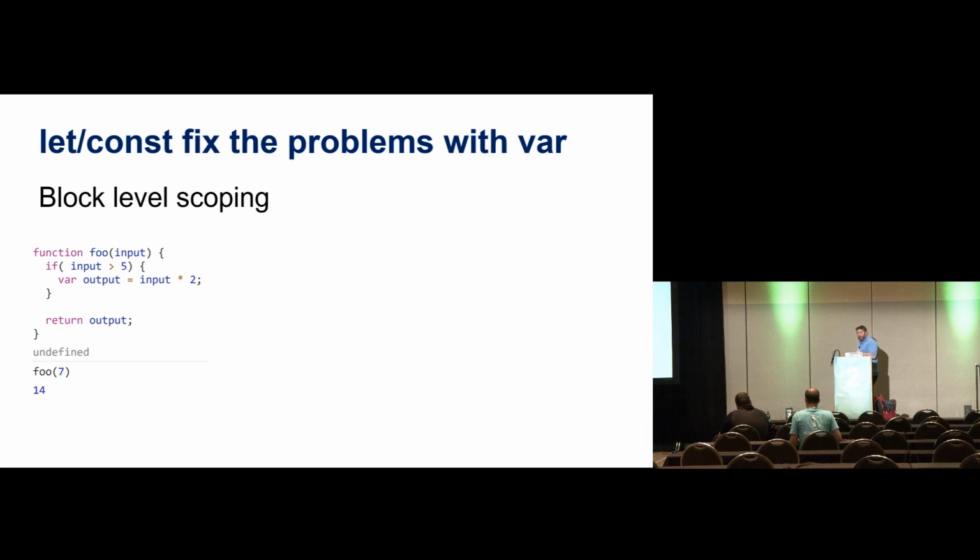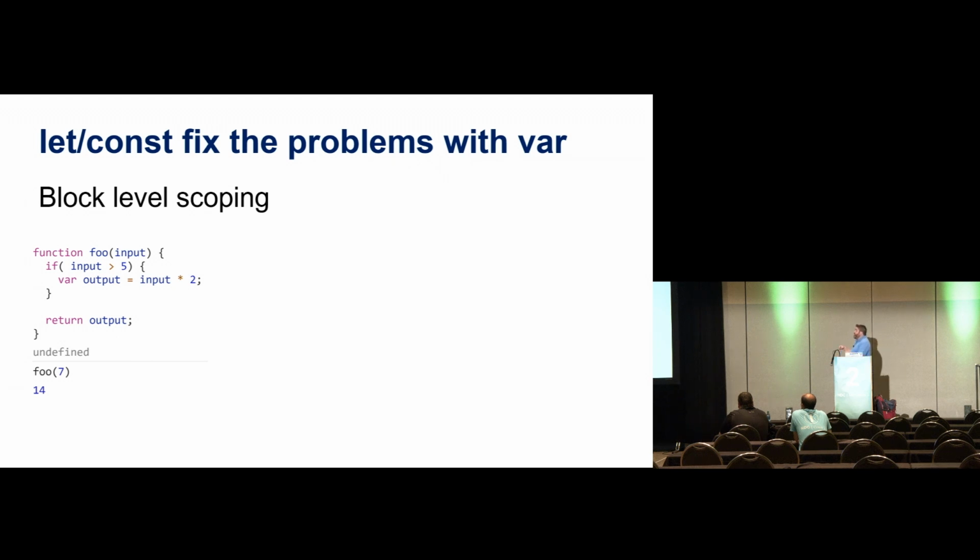So here I have a function just called foo. It takes in an input, checks to see if input is greater than 5. If it is, then inside of that if statement, it declares a variable called output, multiplies the input by 2, and then outside the if statement, it returns the value of output.